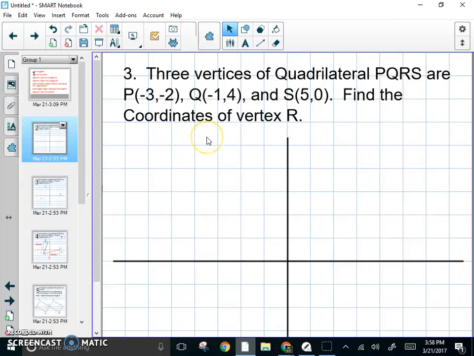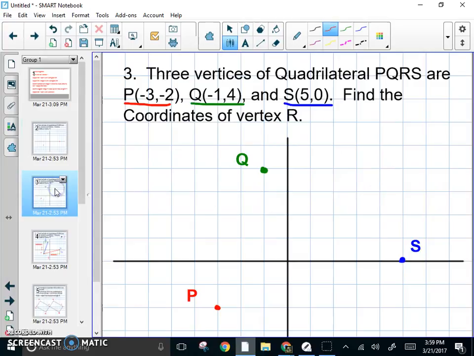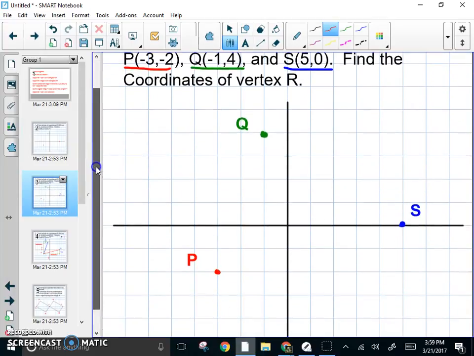So back to our problem at hand, we are trying to create a quadrilateral. First things first, we have to plot these points. So (-3, -2) would be back 3, down 2 for P, left 1, up 4 for Q, and right 5 for S. Now we have to know where R will go. So here are our points and labeled here where they would be.